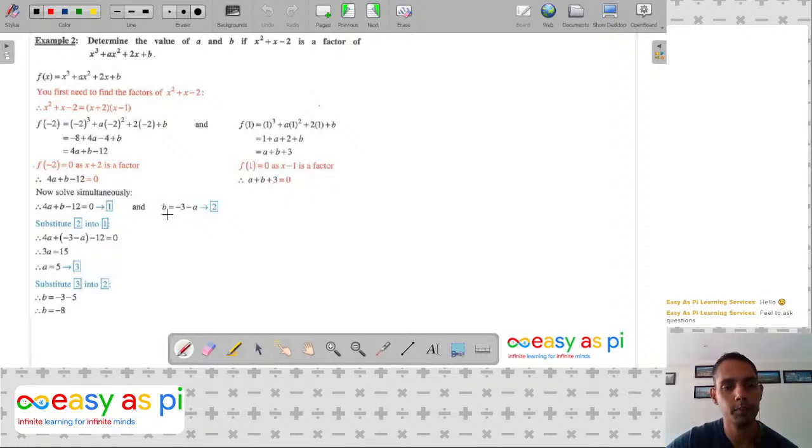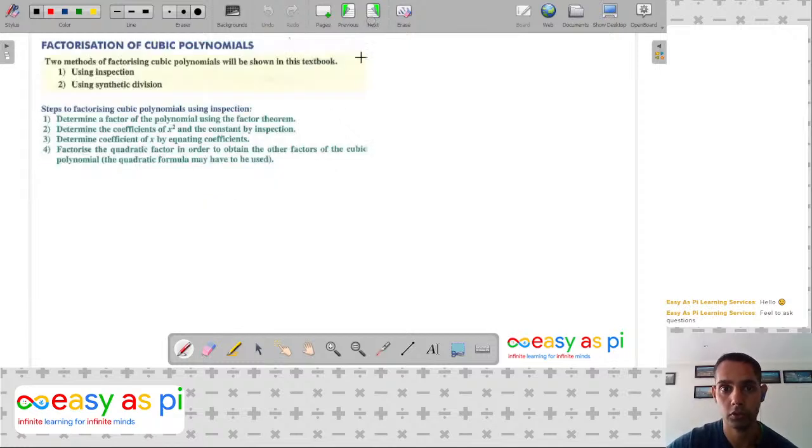So you could have made b the subject of the formula, so equation 1, b is equal to minus 3 minus a, and then you could have plugged it in here, and then you could have solved for b or a, and then you would have gotten a is equal to 5 and b is equal to minus 8. So not too difficult, similar, just using simultaneous equations to do it.